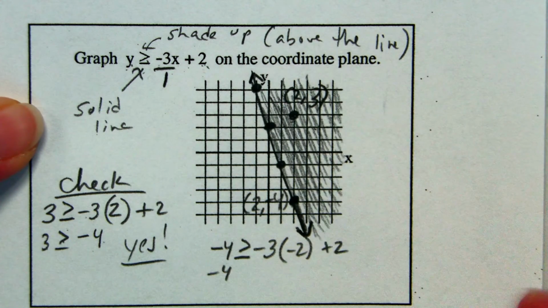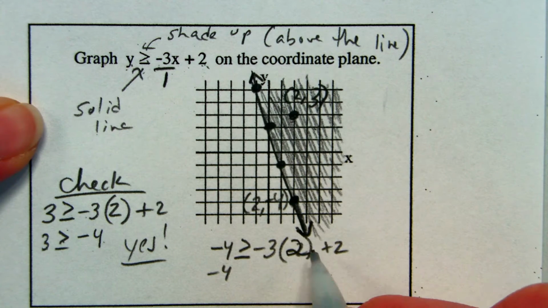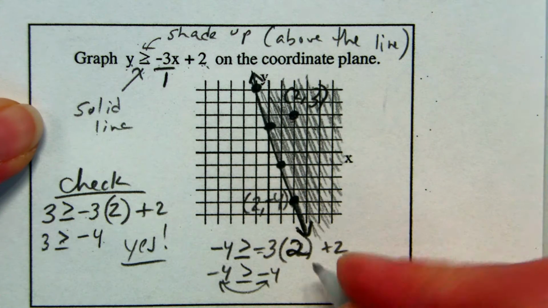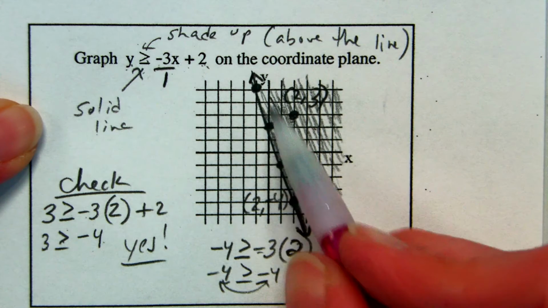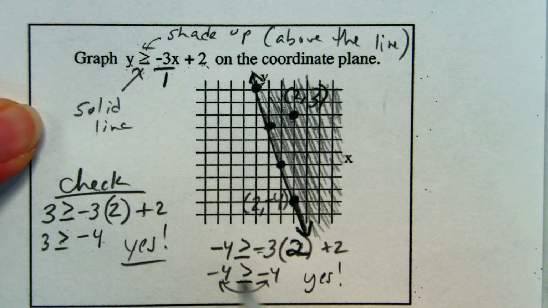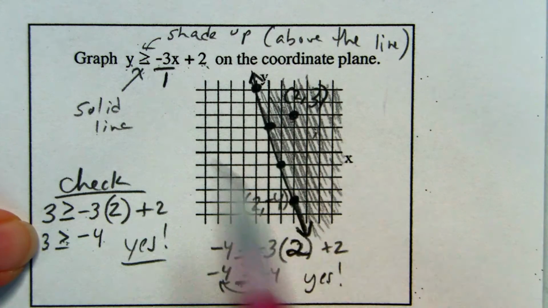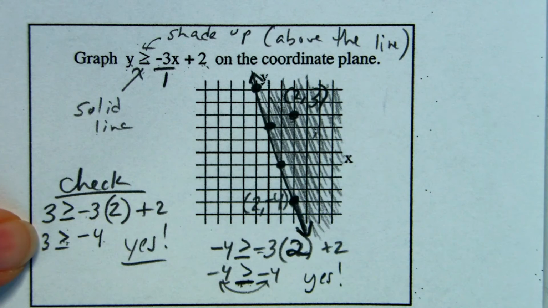Oh, I'm sorry, positive 2. That's a positive 2. And so I would get negative 6 plus 2, which is negative 4, and they come out equal. So that also works. So points on the line should come out equal, that equal part of it, and then any points over here in the shading should come out bigger. And they're all solutions to this equation.